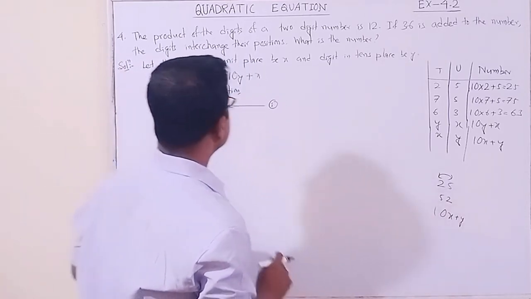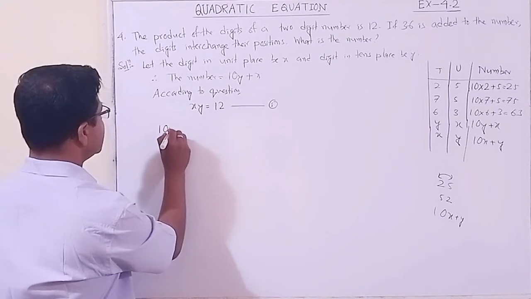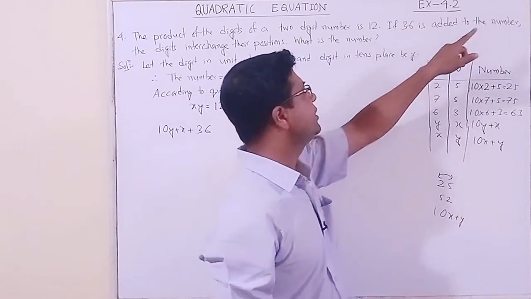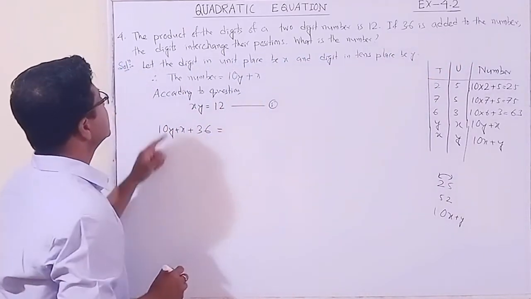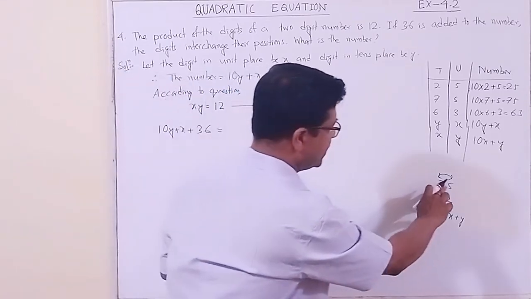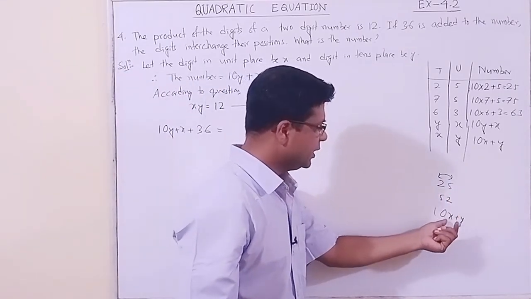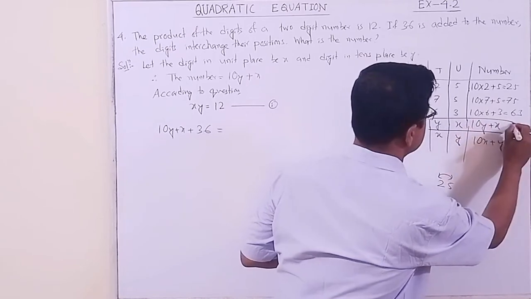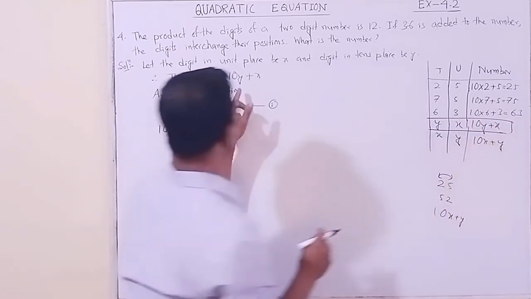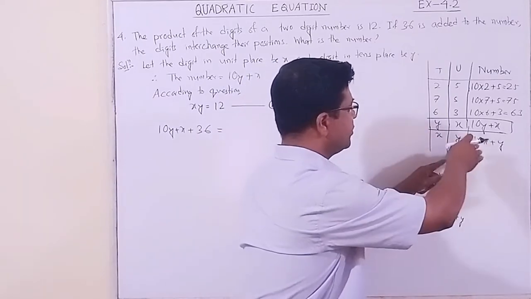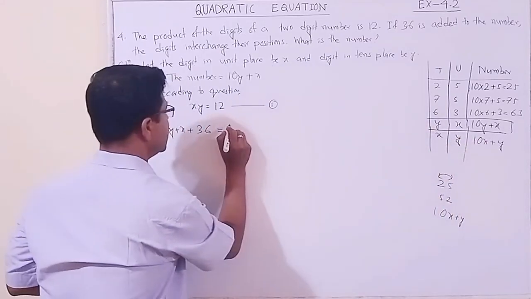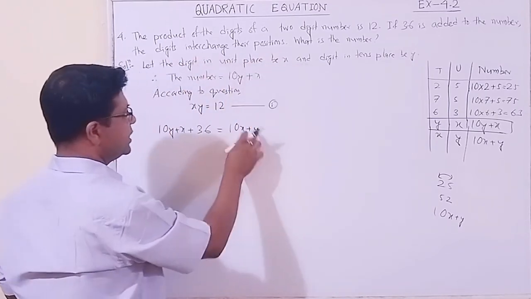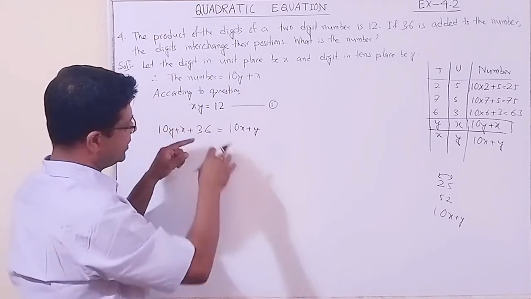If 36 is added to the number, and what is the number? The number is 10y plus x. Let us add 36 to it. It is said 36 we have to add. When 36 is added to the number, what happens? The digits interchange their places, like if it were 25, it will be 52. We are assuming this one only. Here you can see 10y plus x. Now if we interchange the places, x and y will be interchanged, so the number will be 10x plus y. This is what is said: the digits interchange their positions. That means x and y will change their places.